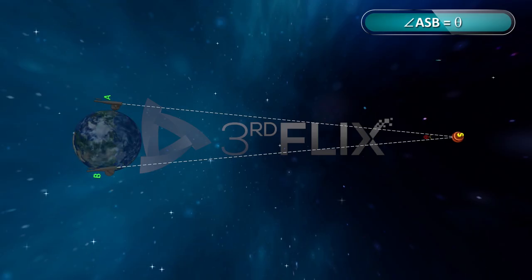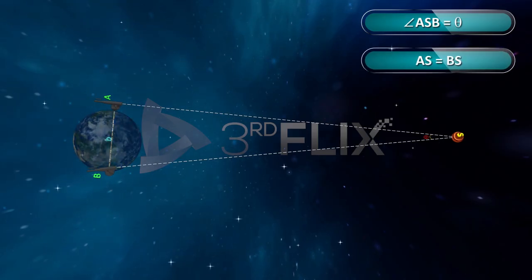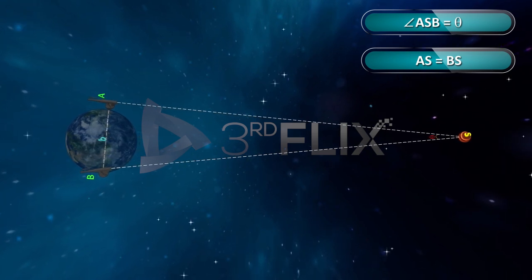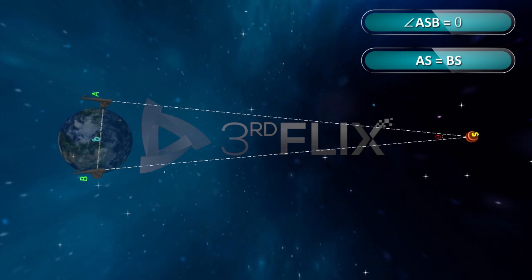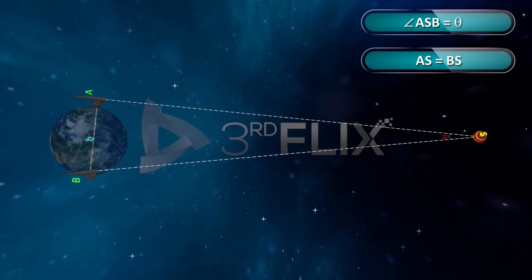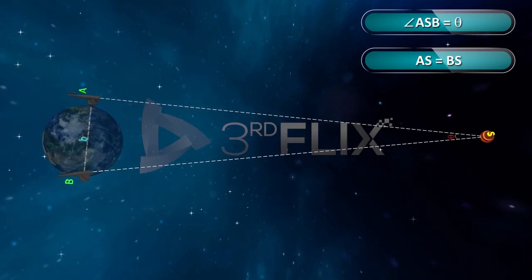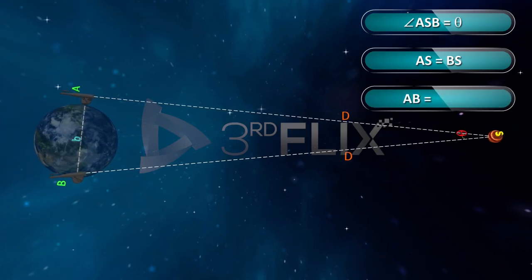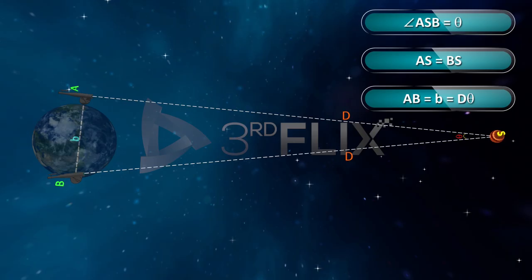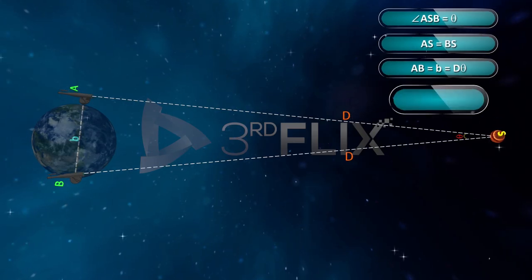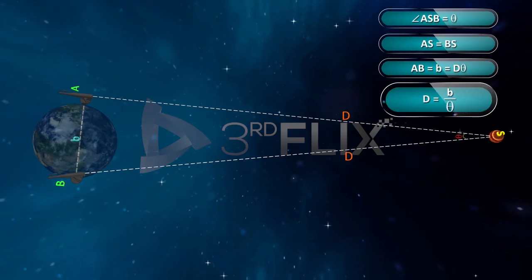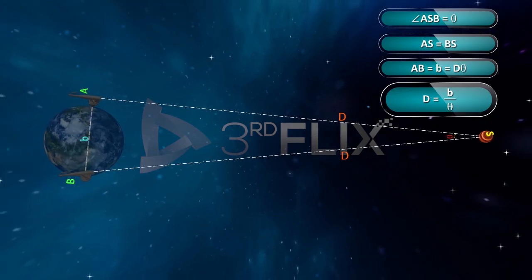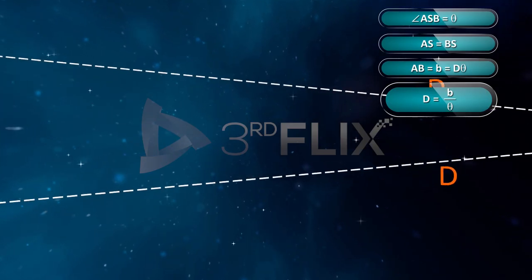We can consider AB as an arc of length b of a circle with center at S and radius d. Length of the arc is equal to the product of radius and angle made by the arc in radians at the center. b is equal to d theta, where theta is in radians. d is equal to b by theta. Calculating b and theta is relatively easy, from which we can determine the distance d.